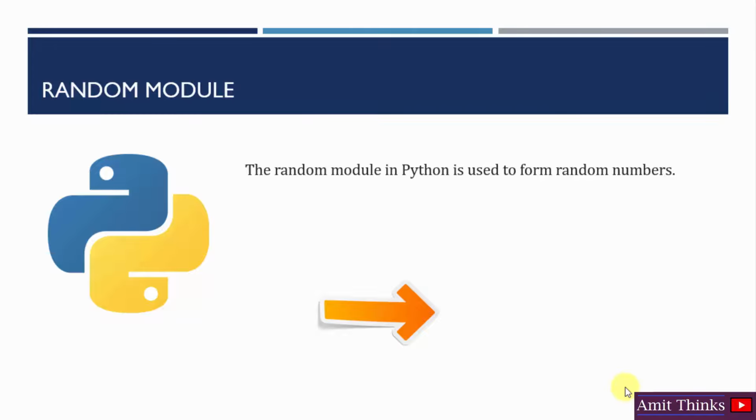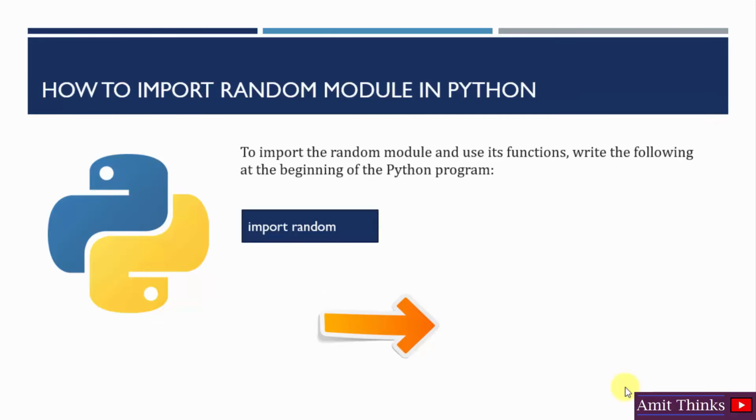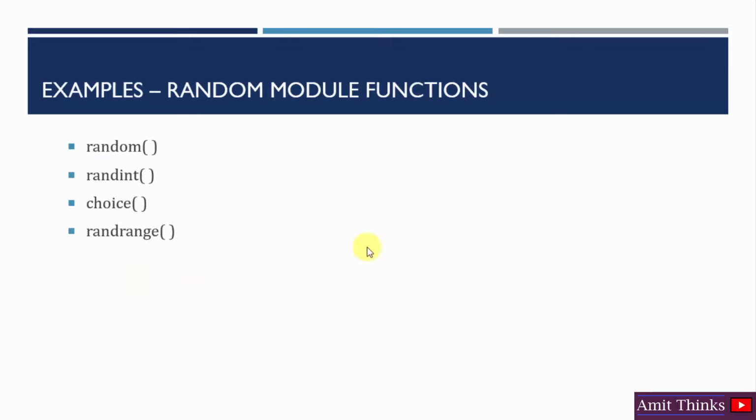Through this you can also generate random numbers between a range. To import the random module in Python, you can write import space random in the beginning of your Python program. After importing random like this, you will be able to access all the functions provided by the random module. Here you can see some primary functions of the random module: random, randint, choice and randrange. Let's see how we can work with them.